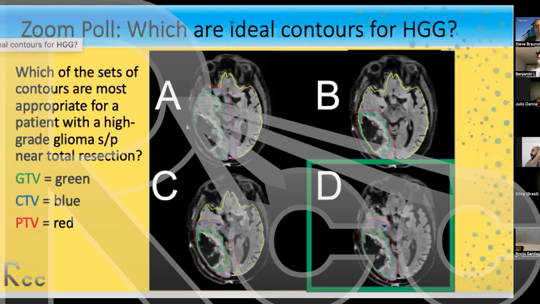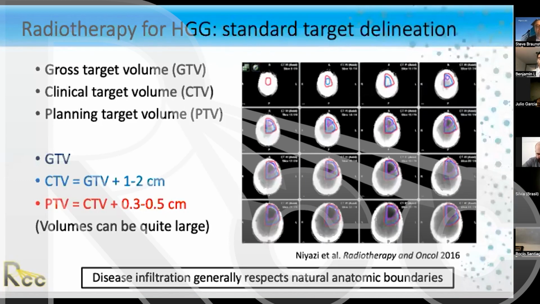So the GTV represents just the tumor bed plus T2 hyperintensity, but then we have a CTV that extends, respecting anatomic boundaries, about 1.5 to 2 centimeters, and then a small PTV on top of that if you're doing robust image guidance. So just to review, the standard target delineation includes the gross target volume, which is the T1 post-contrast on the post-op, the postoperative cavity, as well as the T2 flare hyperintensity that you can confidently attribute to disease, and then a planning target volume on top of that.